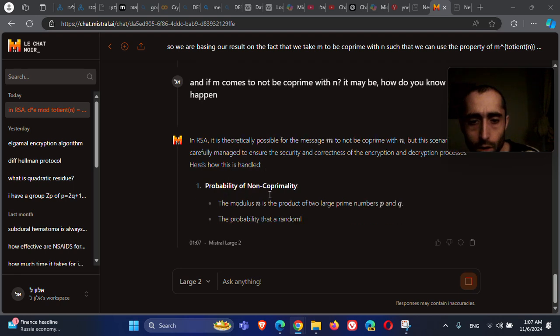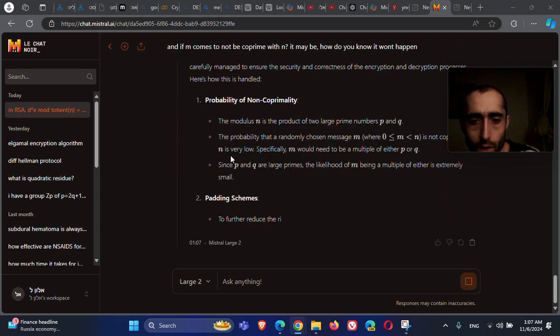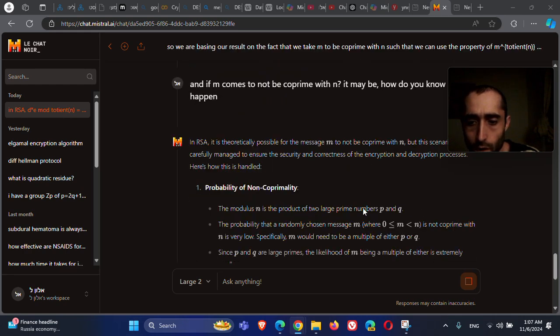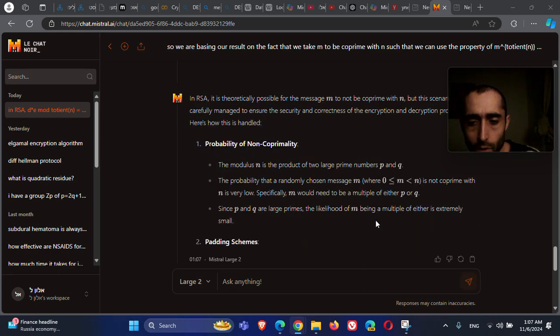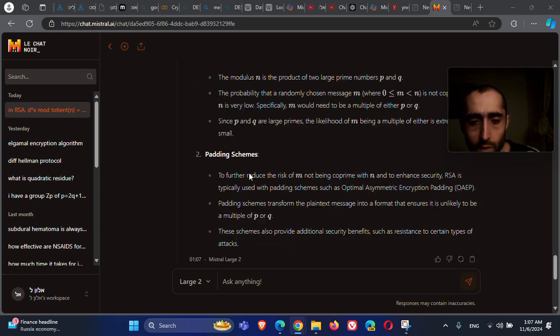Here is how it is handled. The modulus n is the product of two large prime numbers. The probability that a randomly chosen message is not coprime with n is very low. Specifically, m would need to be a multiple of either p or q. Since p and q are large primes, the likelihood of m being a multiple of either is extremely small.